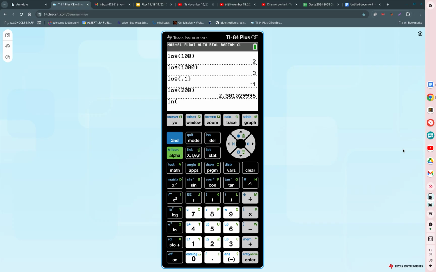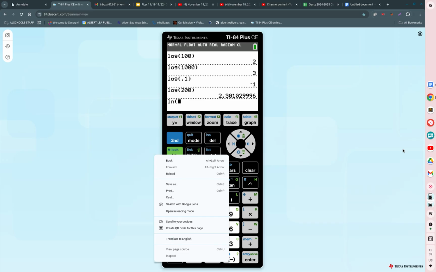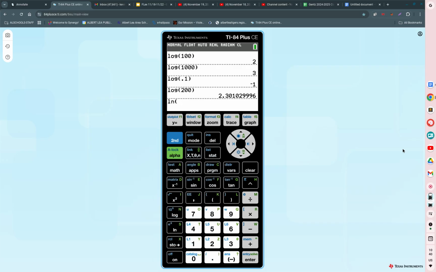The natural log has a base of e. E is a number, 2.7. We talked about it yesterday. Then press second divide sign, so second divide, and that brings up your e. So this means e to what power is e? 1.